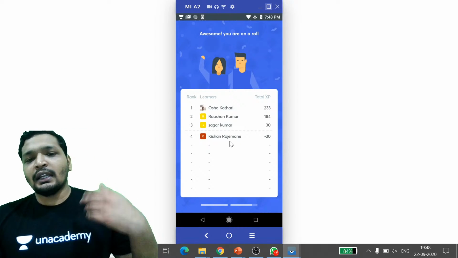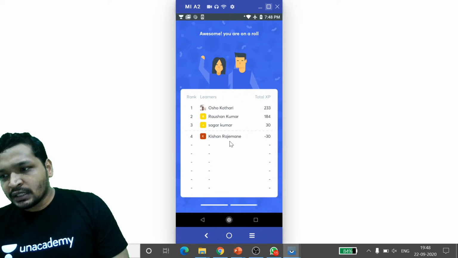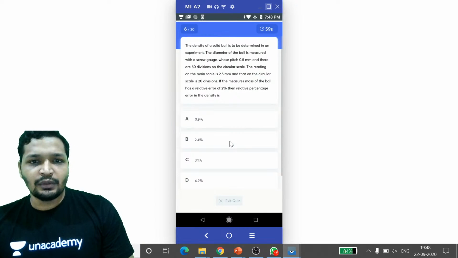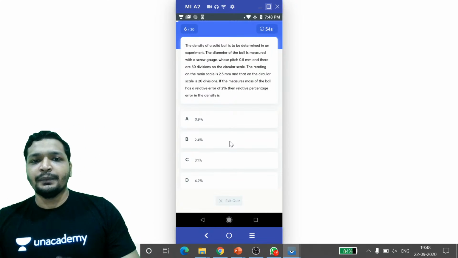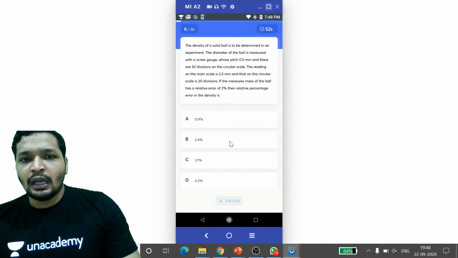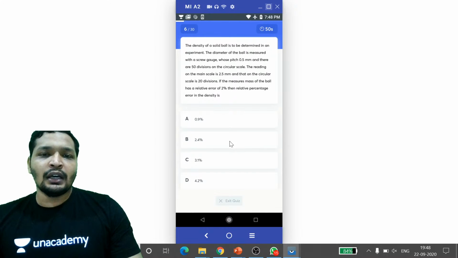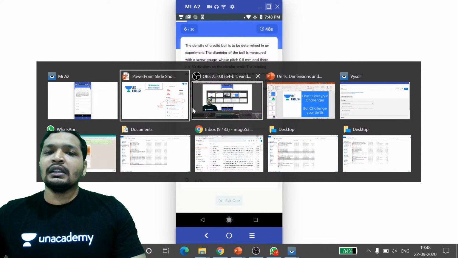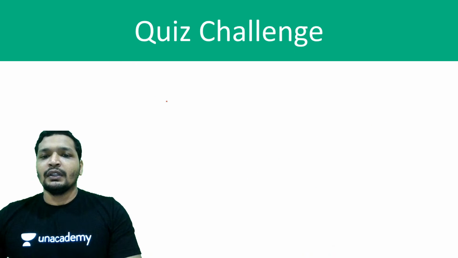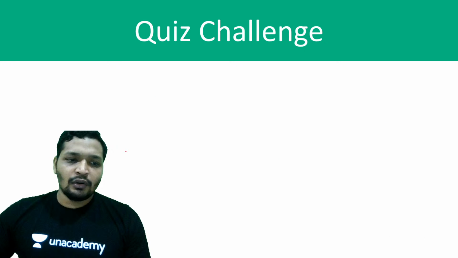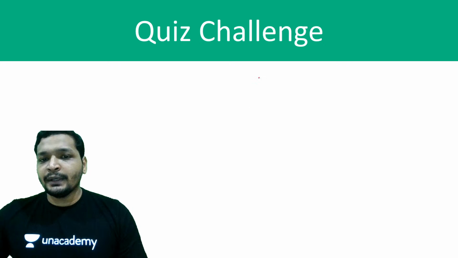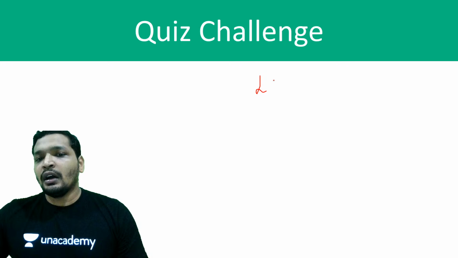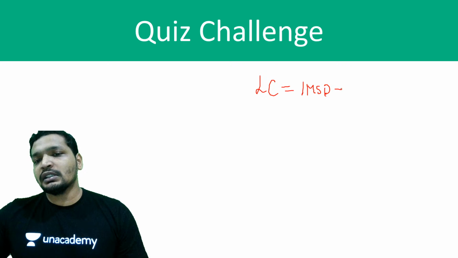So yes, let the next question pop up, and at that time I'll start discussing it, Roshan. It's an easy one. Okay, again something to do with screw gauge. And how would you do this? Carefully notice it. Get started on that, and until then I'll start discussing the vernier calipers question. So in vernier calipers, least count is equal to 1 main scale division minus 1 vernier scale division. Anyway, you'll get the solution at the end.